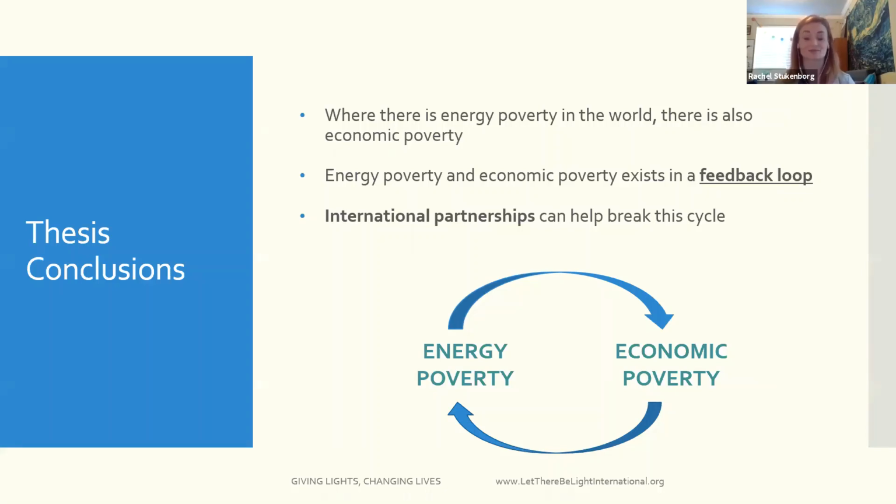And this concept is similar to the affordability gap that we were discussing earlier, and similar to the affordability gap and energy safety nets in decreasing the affordability gap. Our thesis concluded that international partnerships are very helpful in breaking this cycle of the feedback loop between energy poverty and economic poverty.